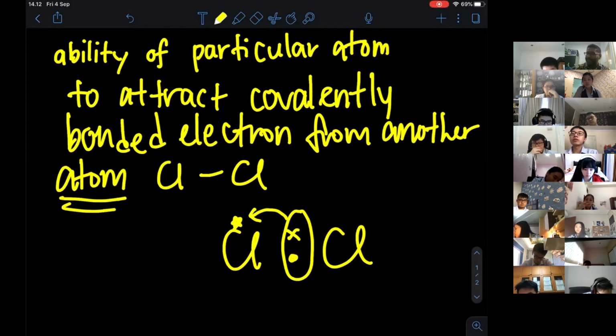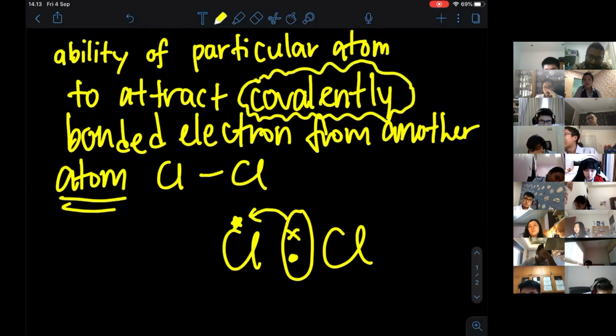Ryan? Yes, sir. Electronegativity is a term that we use for covalent compounds or ionic compounds. Which one do you think? Based on the definition. No. Oh, covalent. Yes. Based on the definition, it means we are talking about covalent compounds.